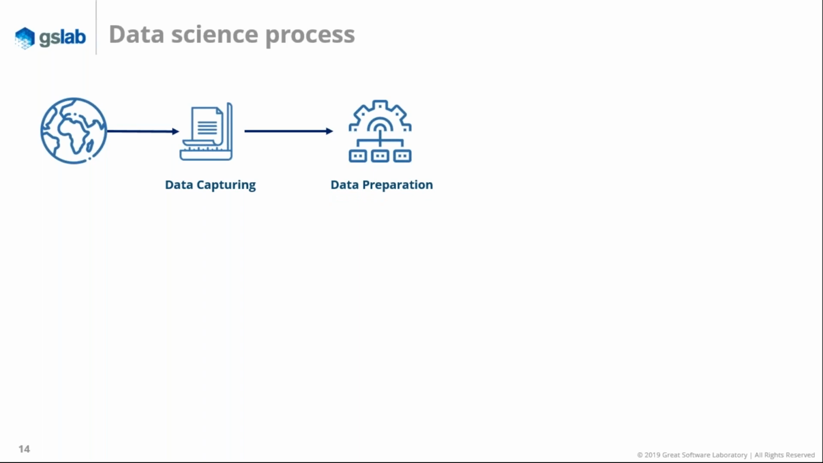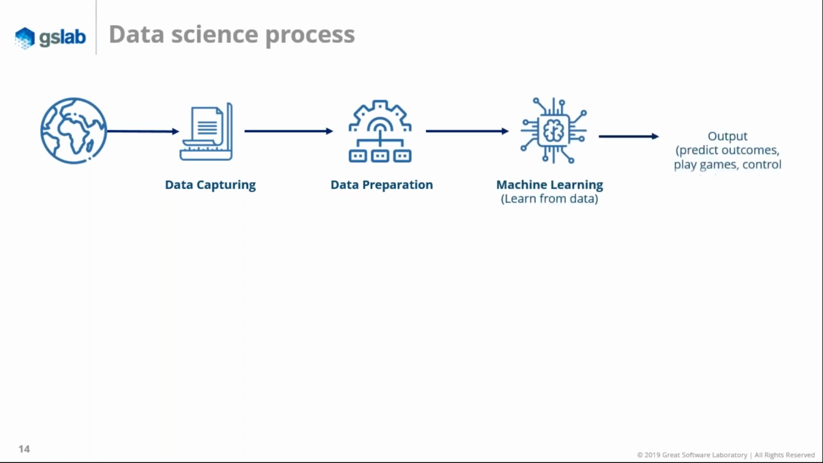Now, what all does data science involve? What are the different steps? We saw what data science is, but what are the different steps in data science? So the first one is, of course, the data capturing step where we capture the data. The next step is the data preparation step where we prepare the data for the next stage of machine learning. The final step is machine learning, which learns from data and then produces output like predicting future outcomes, playing games, and controlling devices.